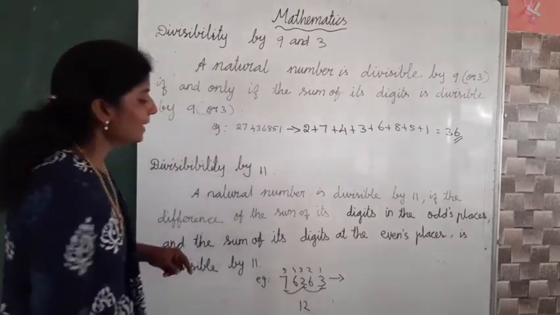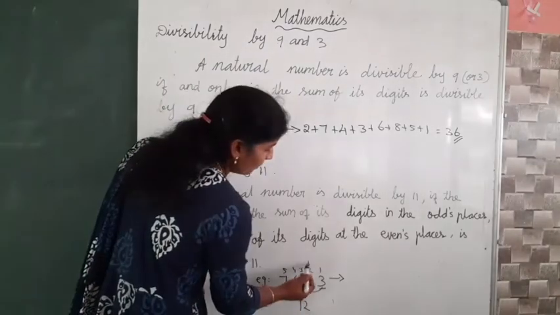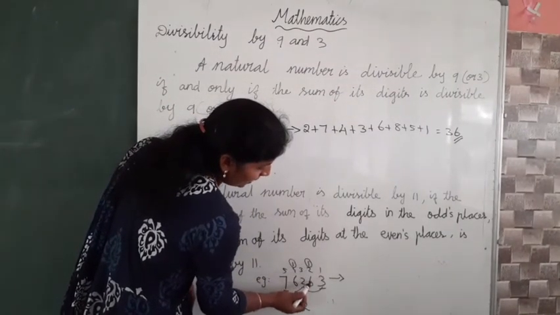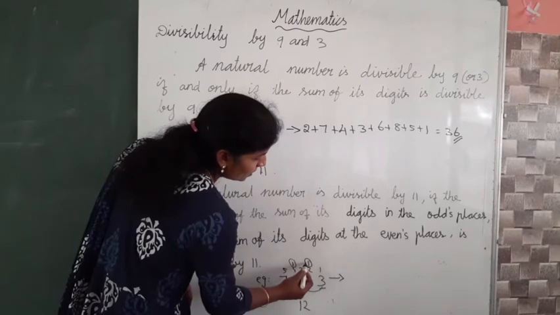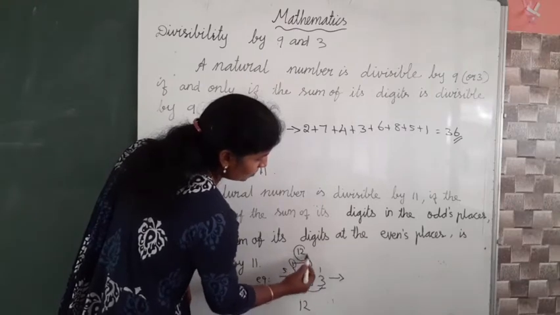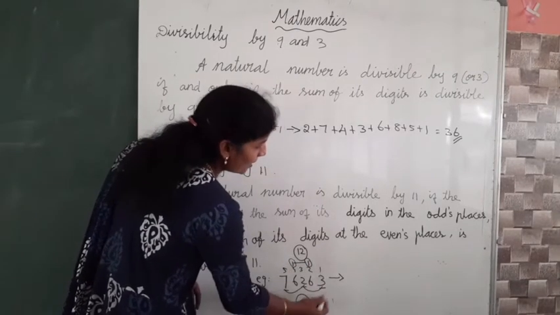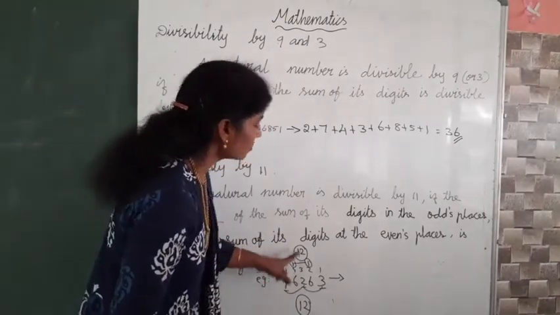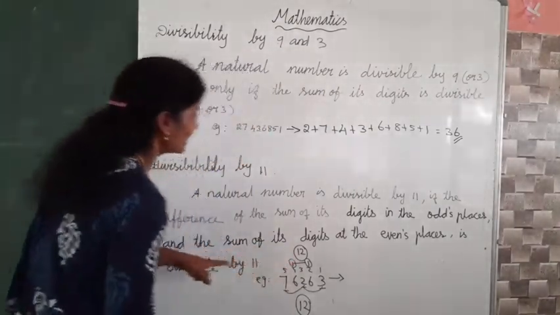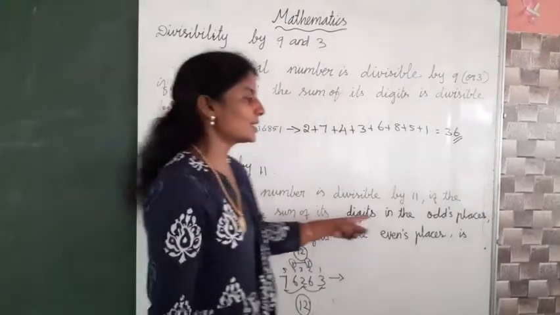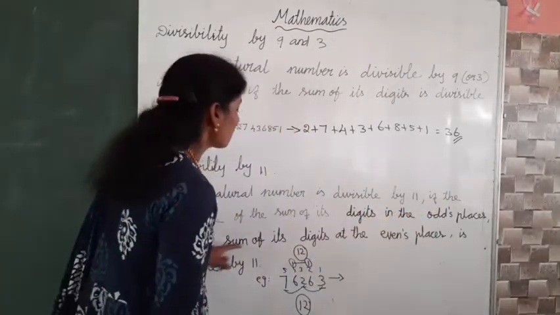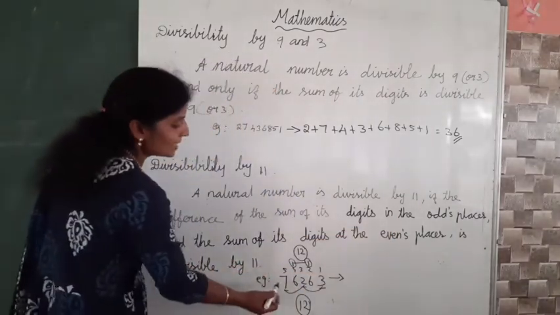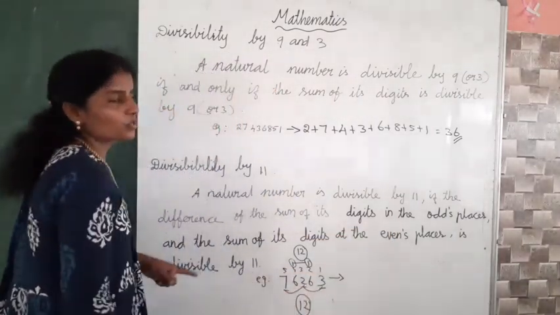Now we can add the even places, 2 and 4: 6 plus 6 equals 12. Now listen, for these odd places and even places, we have the same number, 12. The sum of the digits is the same. The sum of the digits in the odd places equals the sum of the digits at the even places. So we can say this is divisible by 11.